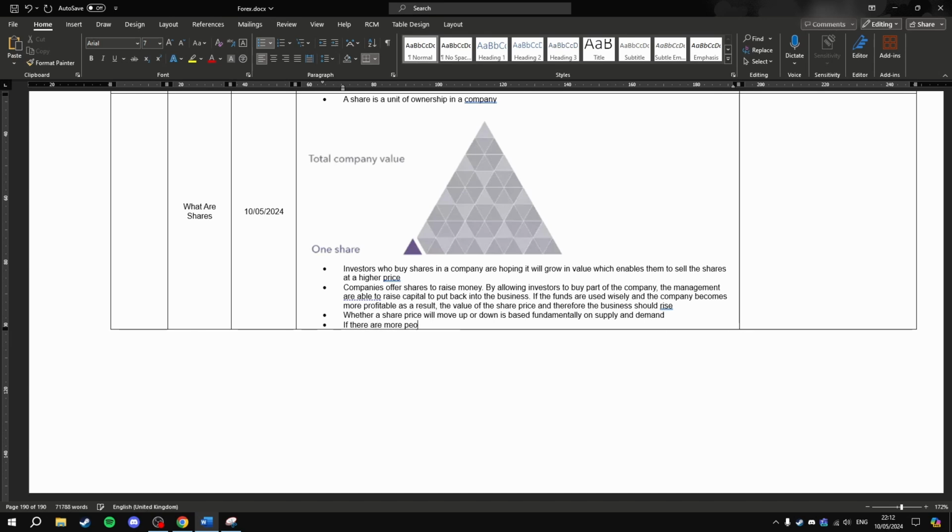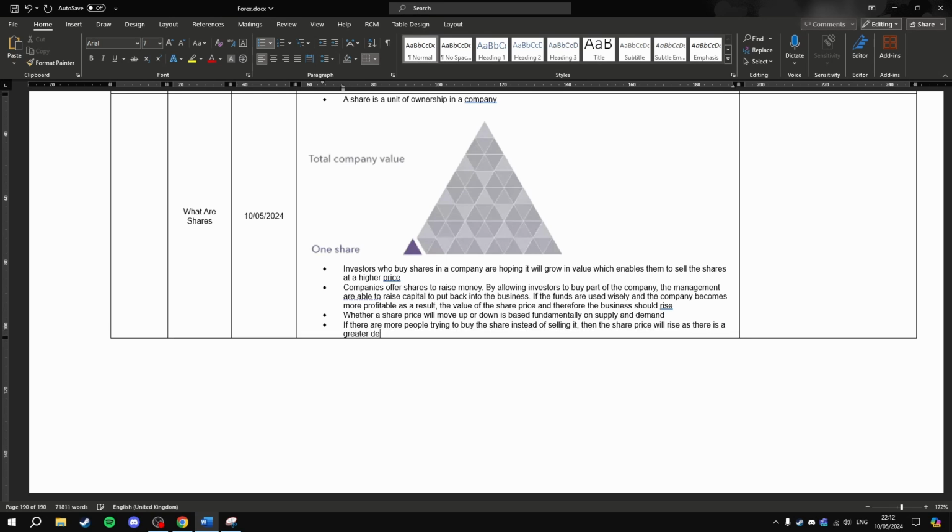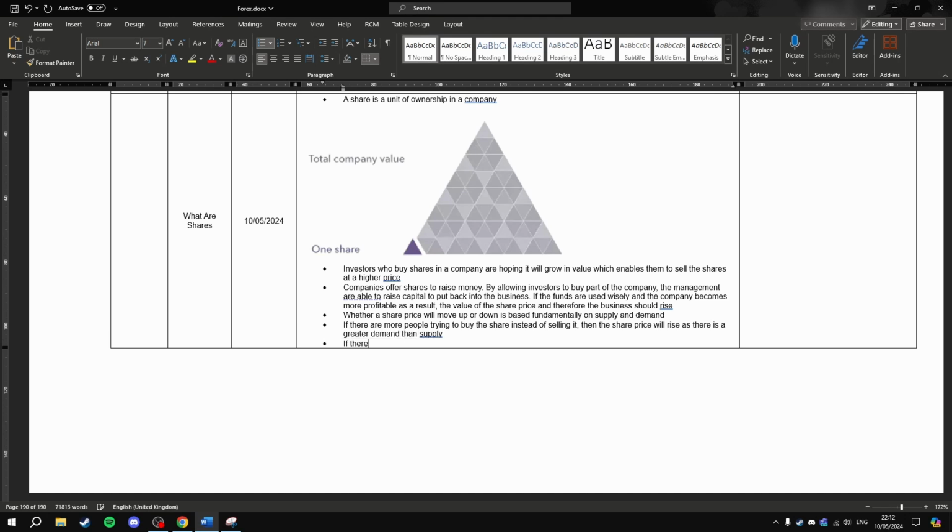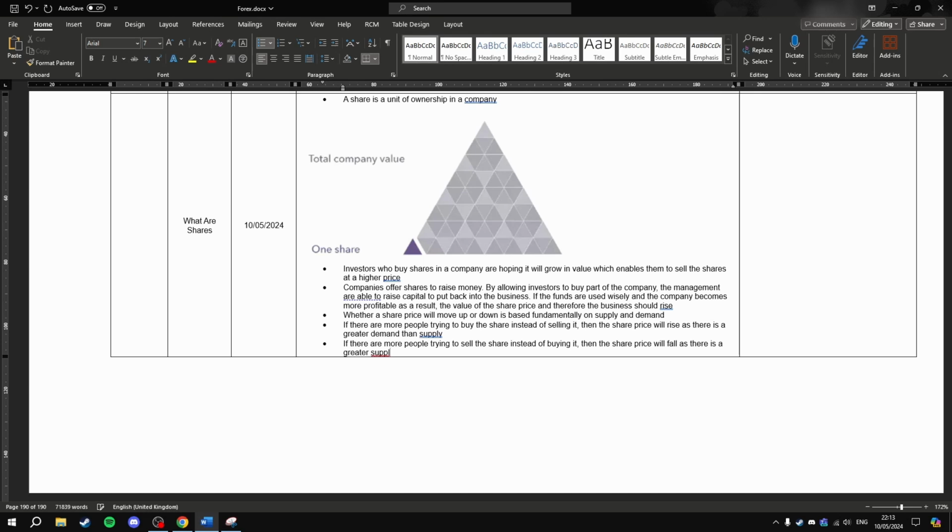If there are more people trying to buy the share instead of selling it, then the share price will rise as there is a greater demand than supply. If there are more people trying to sell the share instead of buying it, then the share price will fall as there is a greater supply than demand.